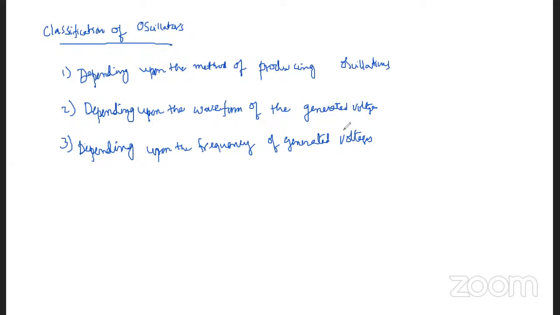So the first one, under which we classify depending upon the method of producing oscillations. This classification mainly depends upon the particular device that makes oscillations possible. According to this method, oscillators have been subdivided into feedback oscillators, that is, positive feedback oscillators, as well as negative resistance oscillators.